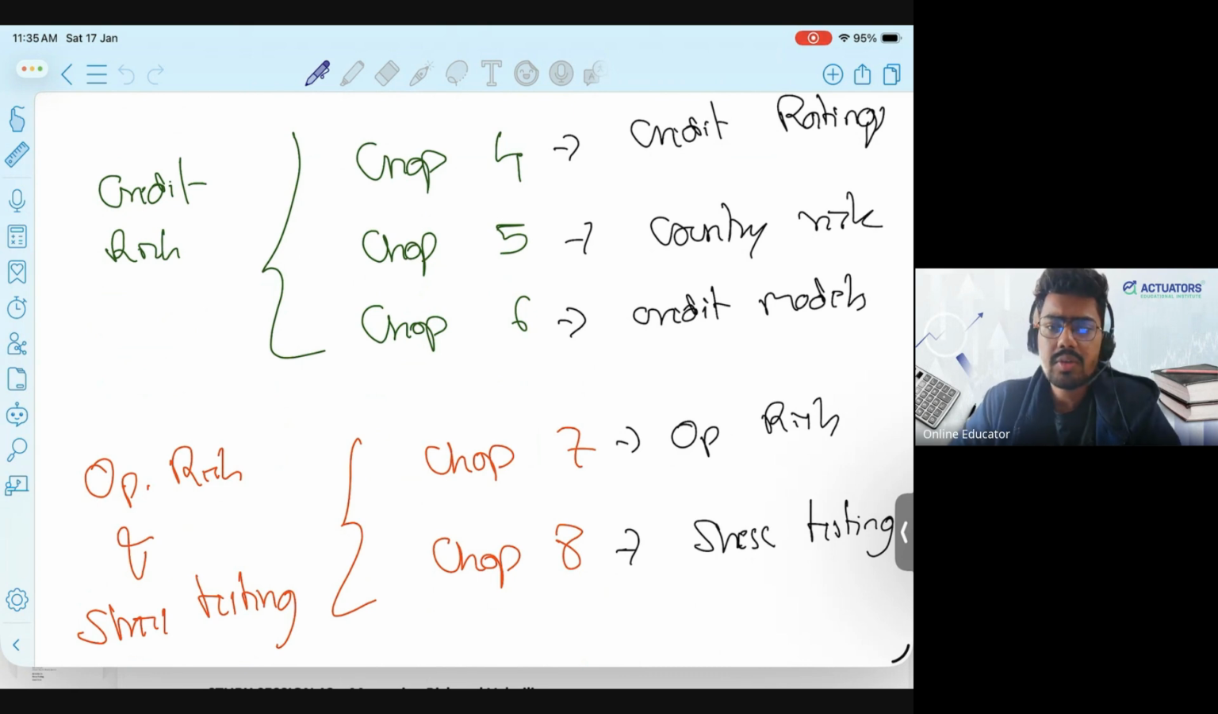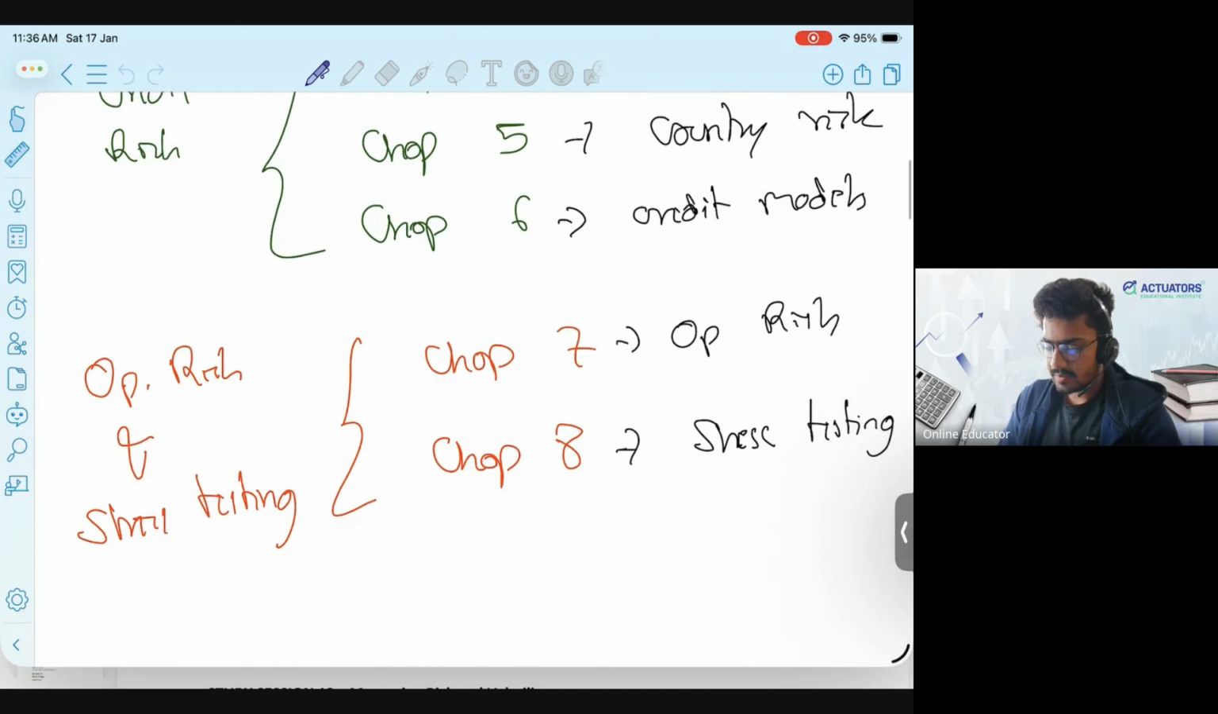Chapter 6 talks about credit models. As I mentioned, there will be different models which help us predict future interest rates and creditworthiness. So this chapter 6 is all about that. How are we going to measure the credit riskiness of a company? There's a basic model, and there are other different models which we are going to learn. इस chapter में credit models की बात की गई है.